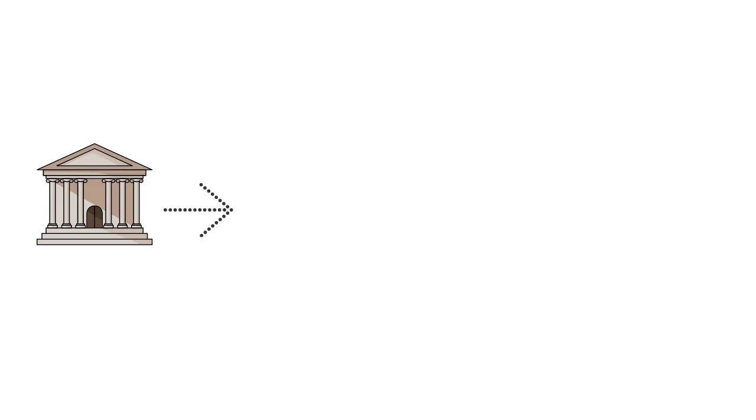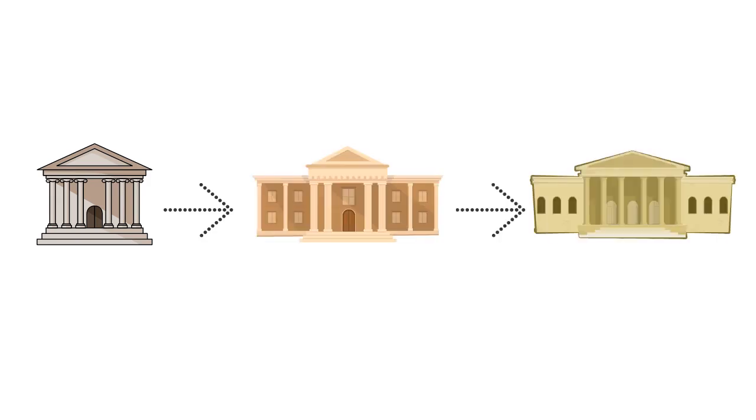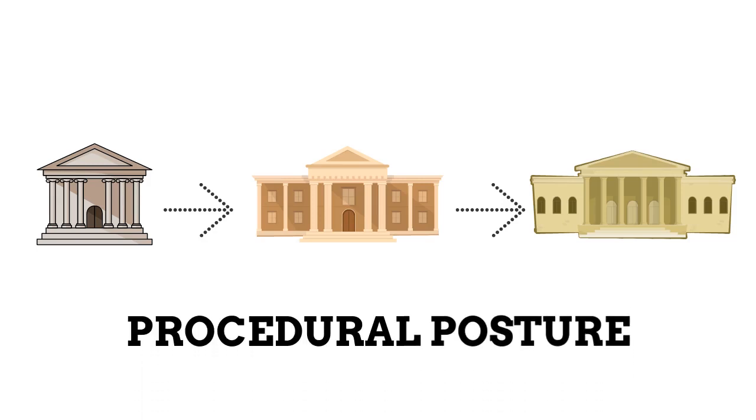The procedural history or posture, simply put, is the history of the whole case. It would contain the different courts the case was heard in, all the events during previous court proceedings, and how the case arrived at the most current court.